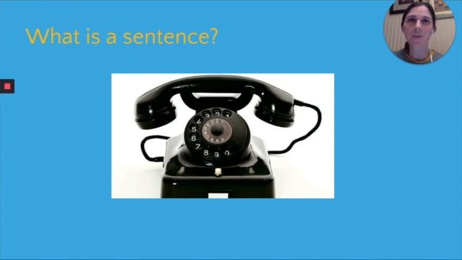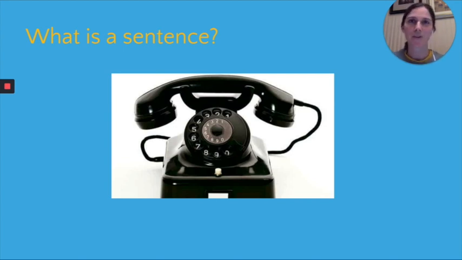What I do with the kids in class is I have them all pretend to go to sleep, and then I call them and I go bring bring, and they wake up and say hello, and then I say dog, and they say, well, what about the dog? And then we hang up and I say, was that a complete message? That was not a complete message. If someone called you in the middle of the night and said dog, you would be wondering, well, what about the dog? What happened to the dog?